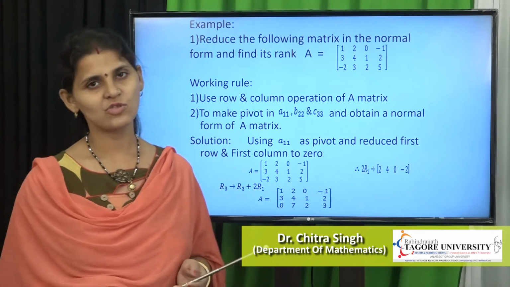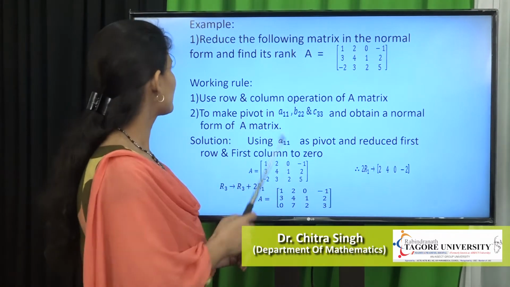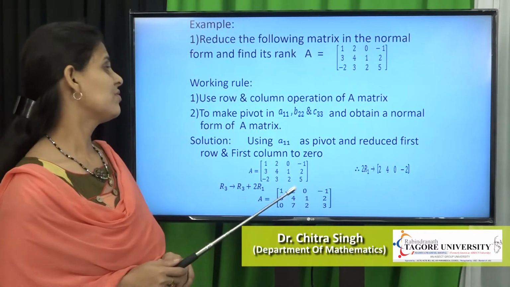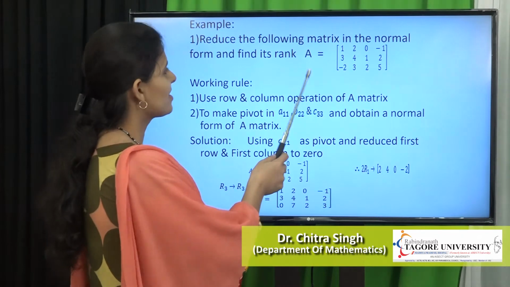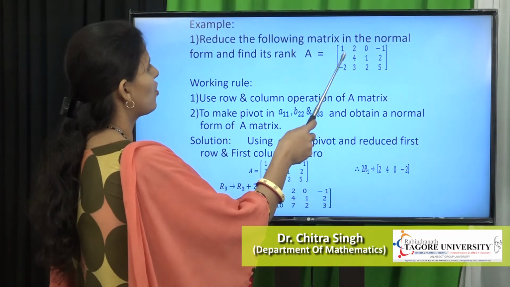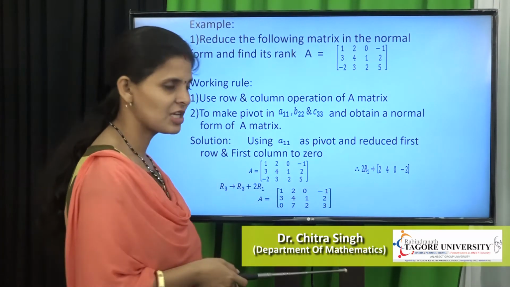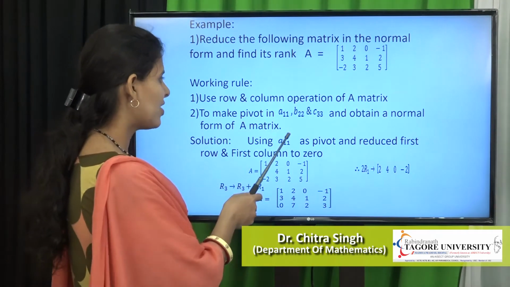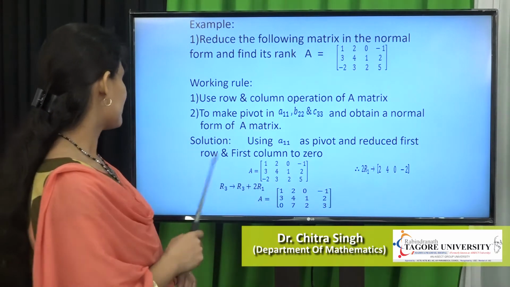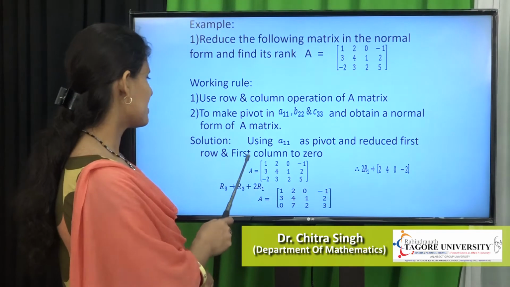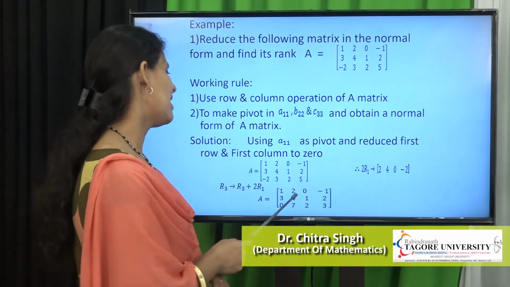By example, students, you can simply understand the following question: reduce the following matrix to the normal form and find its rank. Your matrix is A equals 1 2 0 minus 1, 3 4 1 2, minus 2 3 2 5. Working rule: use row and column operations of the matrix to make a pivot in A11, B22 and C33 and obtain the normal form of the matrix. Then start solving. Your matrix A is 1 2 0 minus 1, 3 4 1 2, minus 2 3 2 5.